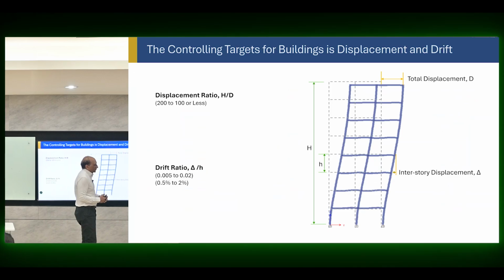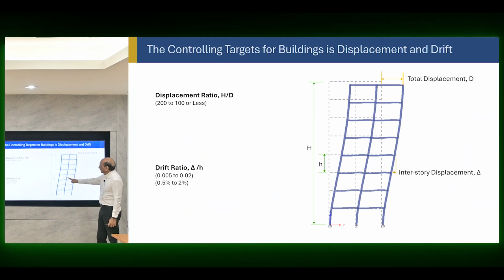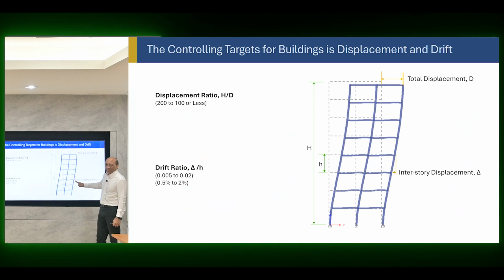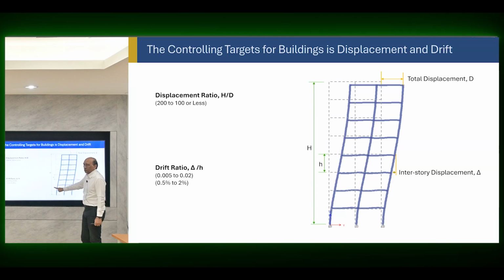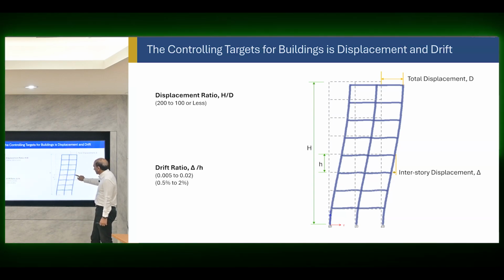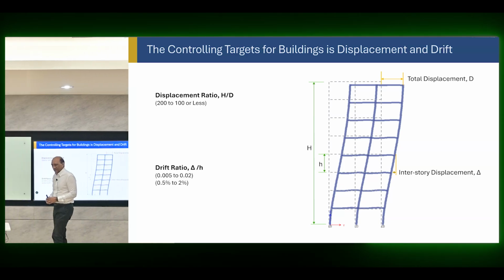Let's get back to the numbers now. So we are looking at these two things. We are looking at the frame with a total displacement D at the top, and we are looking at an interstory displacement delta between two floors. These are the ones that we will be talking about throughout the course. How much displacement at the top is allowed with respect to the total height, and how much interstory displacement, relative displacement between two stories, relative to the height of the story. Those are the two indicators that you should get used to for this course.